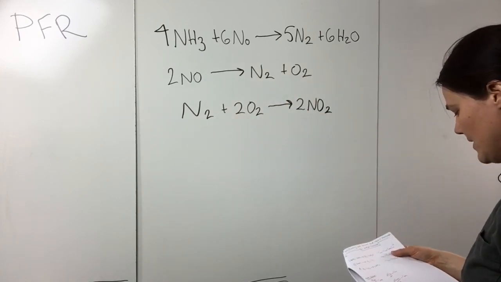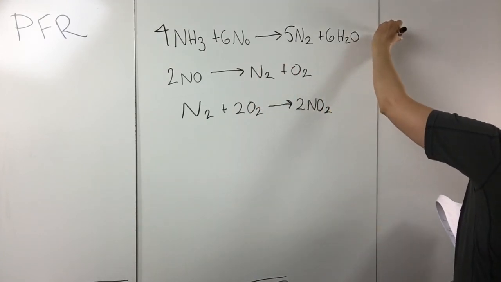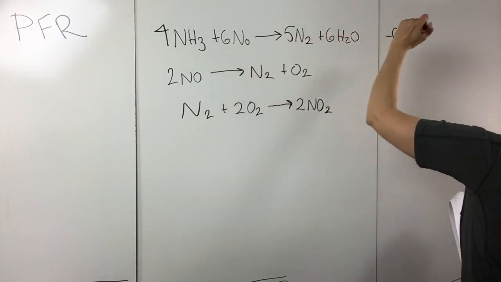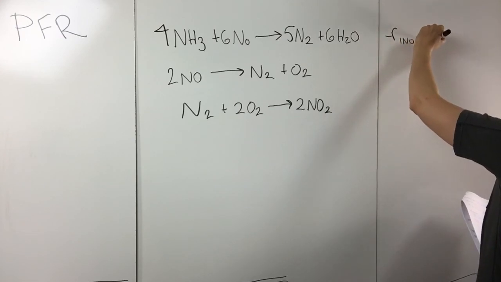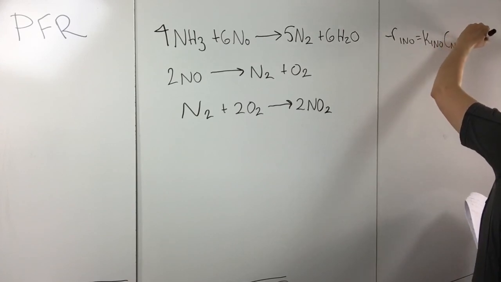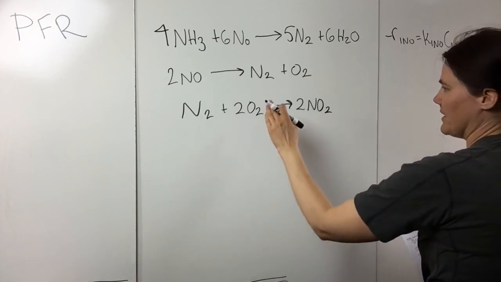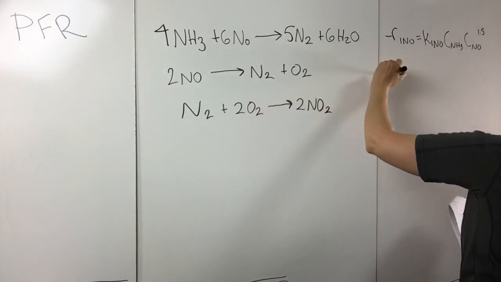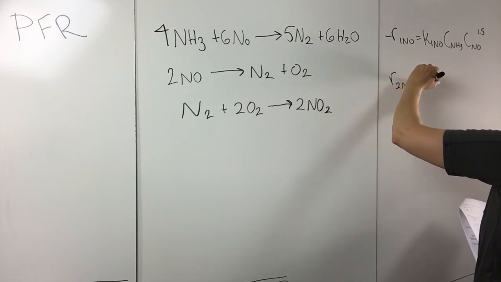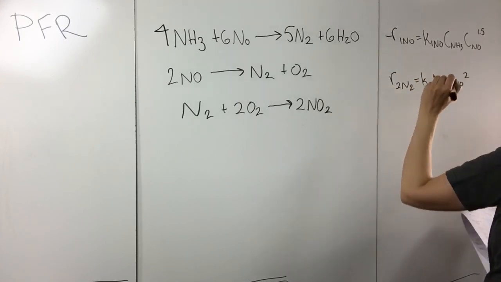And then it gives you some rate laws. So for the first one, it gave the rate of disappearance of NO is equal to k1 NO C NH3 C NO to the 1.5. And then for the second one, it gave you the rate of appearance of N2, so r2 N2 is equal to k2 N2 C NO squared.